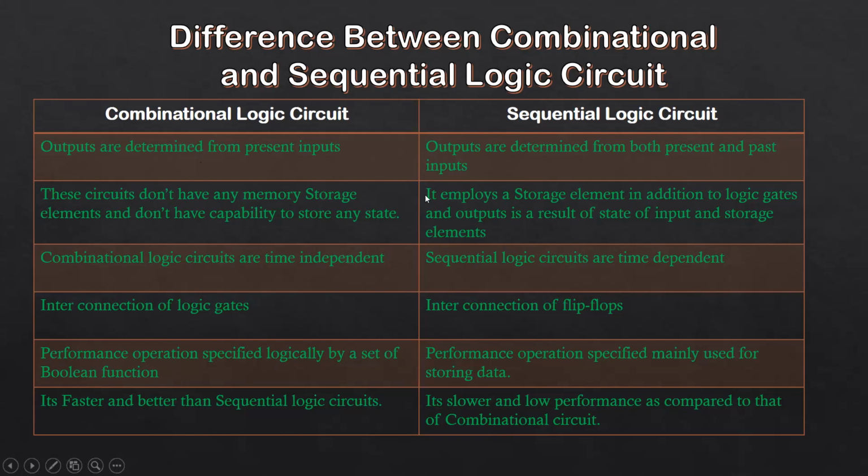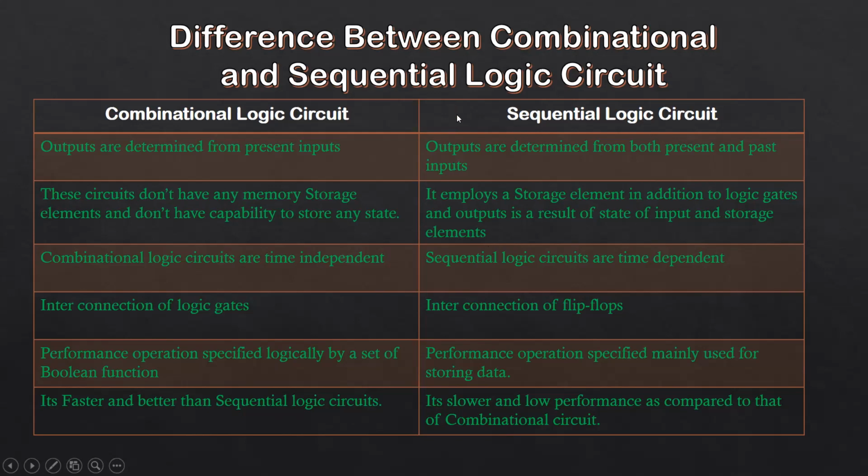Here you can see the difference between the combinational logic circuit and the sequential logic circuit. As I told you before, outputs are determined from present inputs, and these circuits don't have any memory storage elements and don't have the capability to store any state. Combinational logic circuits are time independent. Interconnection of logic gates. Performance operation specified logically by a set of Boolean functions. It's faster and better than sequential logic circuits.